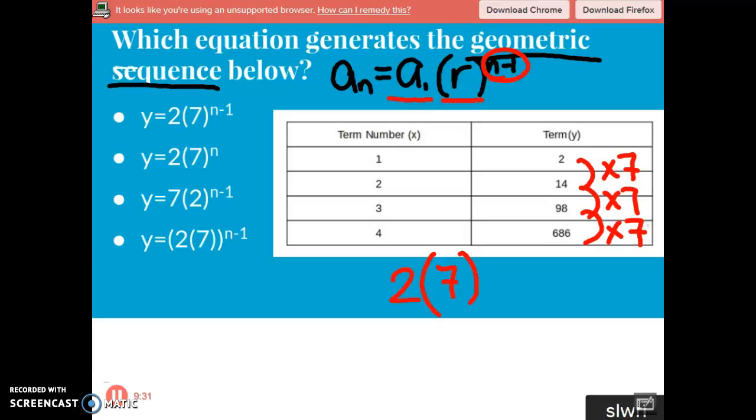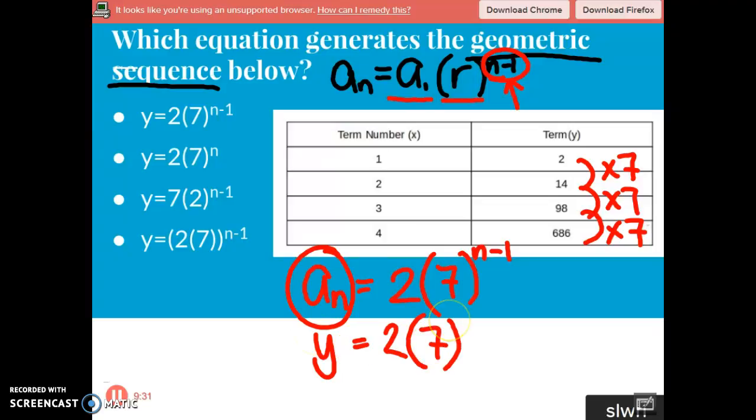Now, what am I supposed to do with this n minus 1? It's simply a part of the equation. I can always write this a sub n as a y. Because it really means if I put in a number for n, y would be this. What's y? So which equation looks most like the equation we just wrote?